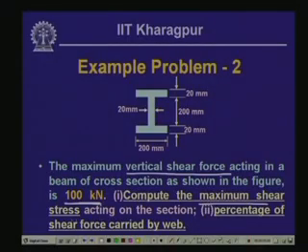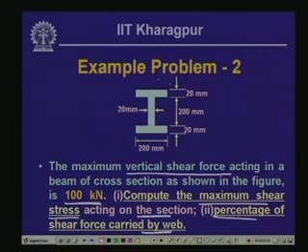Now, we will have to compute what is the maximum shearing stress that is occurring in this particular section, and how much shear force is going to be carried by the web out of the total shear force that will be coming in this cross section. So, these are the two aspects we will have to compute: the maximum shear stress acting on this section, and the percentage of shear force that will be carried by the web of this beam.